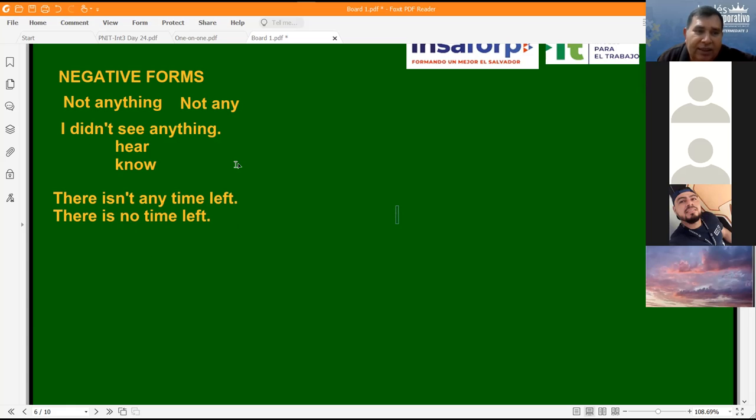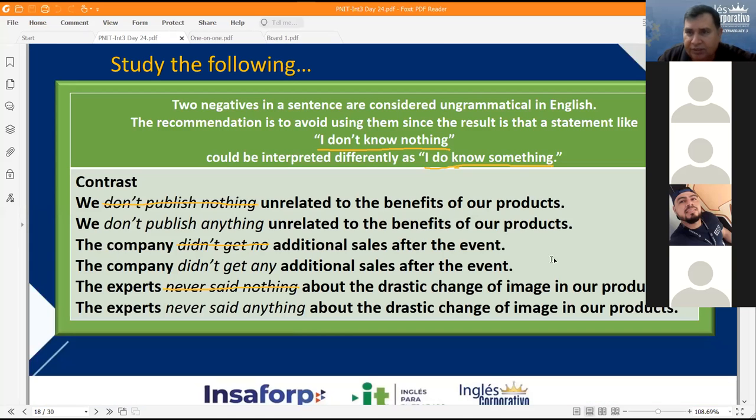I didn't see anything, or I saw nothing. I saw nothing wrong with it. Or you can use a different verb like, I found nothing wrong with it. So these are the correct forms. Now let's see the exercise.